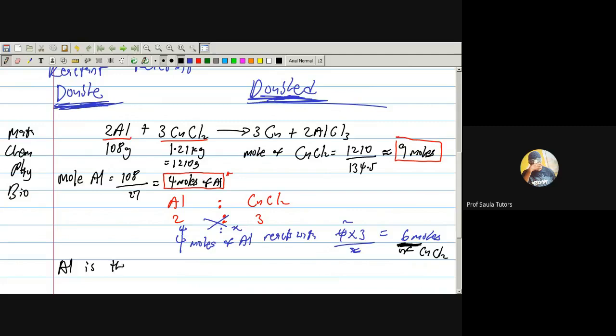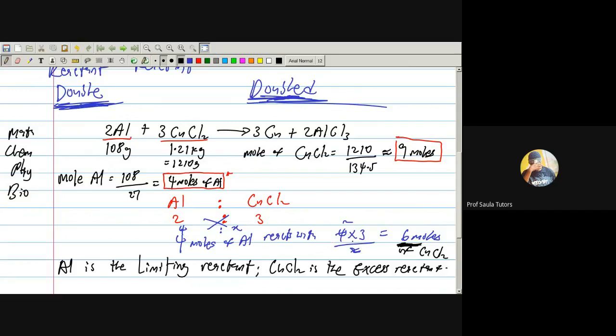Aluminium is the limiting reactant. CuCl2 is the excess reactant. Yes, that is the excess reactant. That's how to know. Imagine I needed just 6, so you went to give me 9. You are giving me excess then. So that's the first way to know what's the limiting reactant.